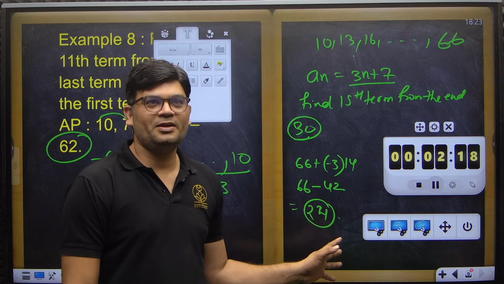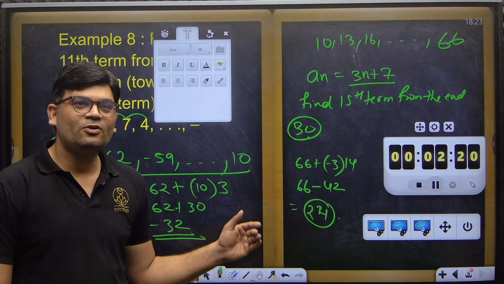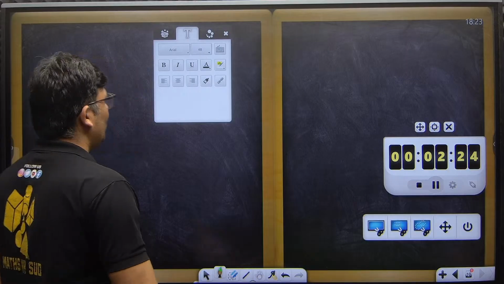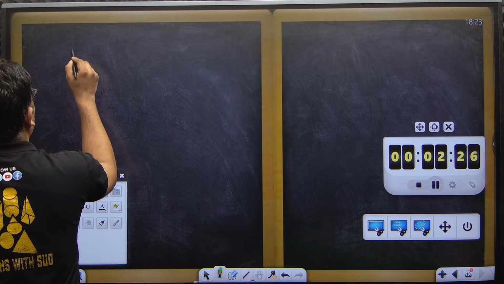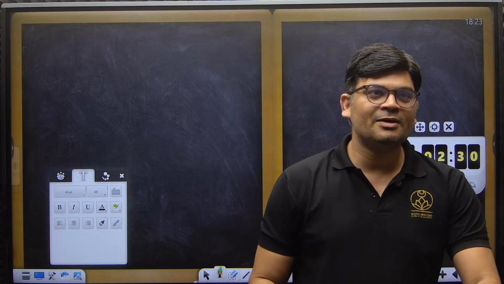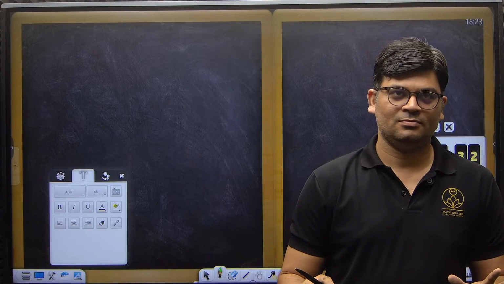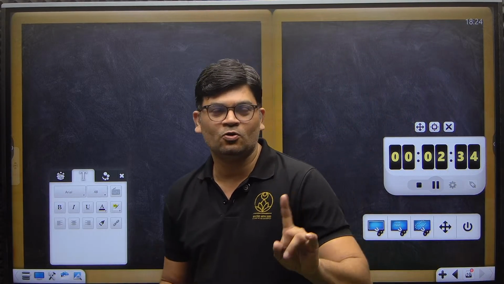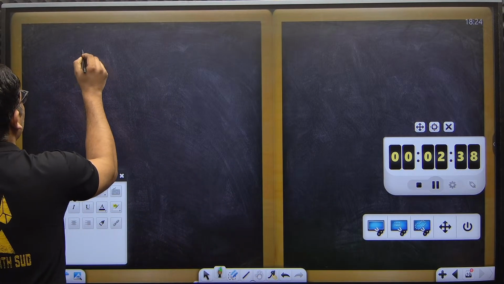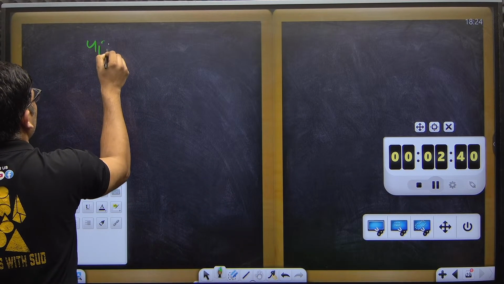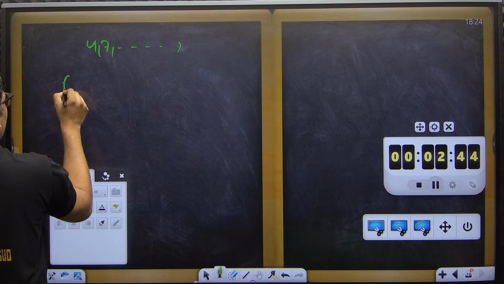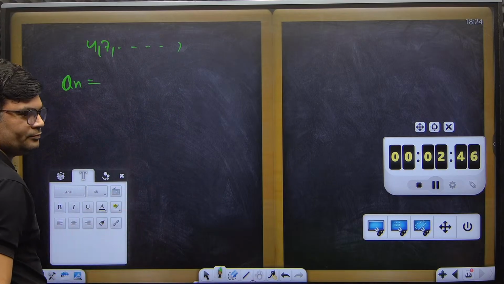Is that clear to everyone? अभी आ गया समझ में? Shall I give you one more question? Yes. Okay, so I will ask you two questions. The first question is, you have to tell me the general term in the form of an plus b. I don't want a plus n minus 1 into d. No, I want it in the form of an plus b. Okay, I'm writing the AP in front of you. So 4, 7, dot dot dot. Tell me what is an quickly.